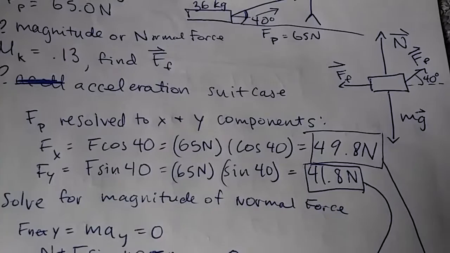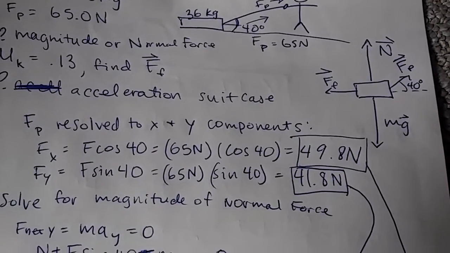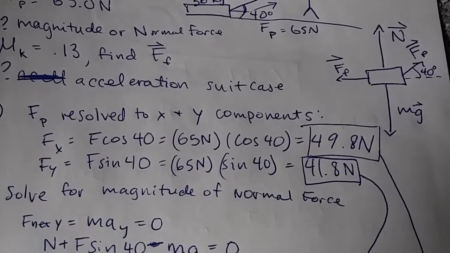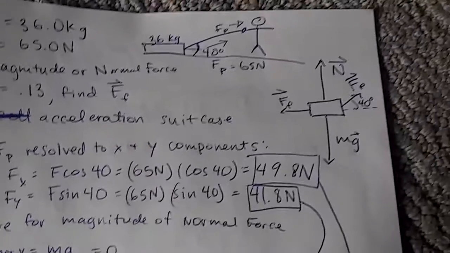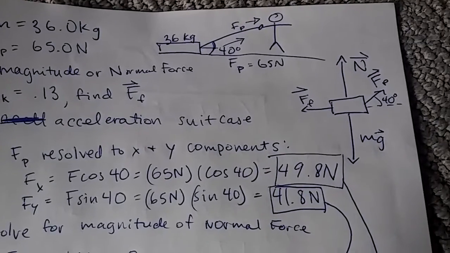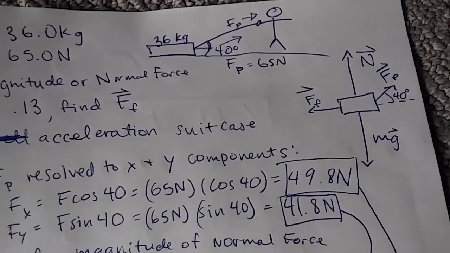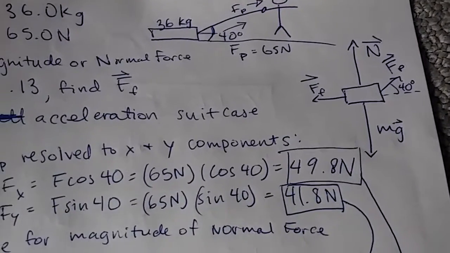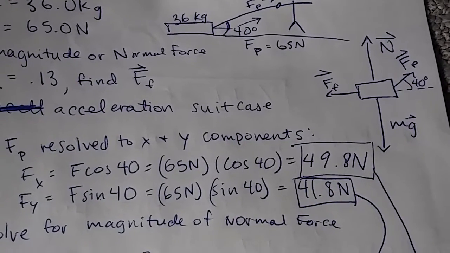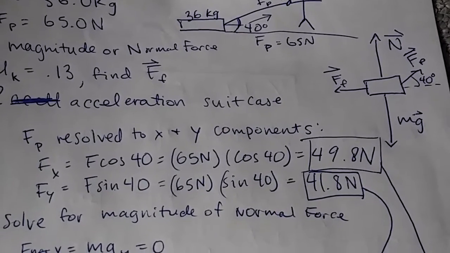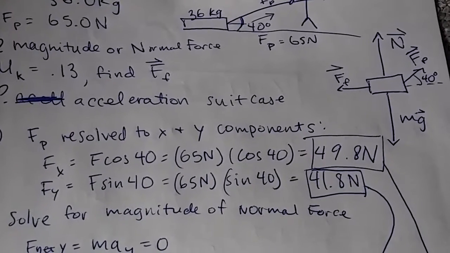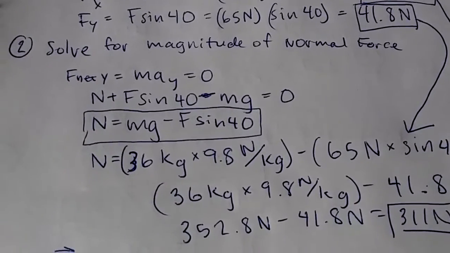So first I just want to think about her force being resolved into x and y components. So F cosine 40 and F sine 40 would be the x and y components of this force. I solved them out so I can substitute them in later. The x component of that force is 49.8 newtons, and the y component would be 41.8 newtons. So now I'm going to solve for the magnitude of the normal force.